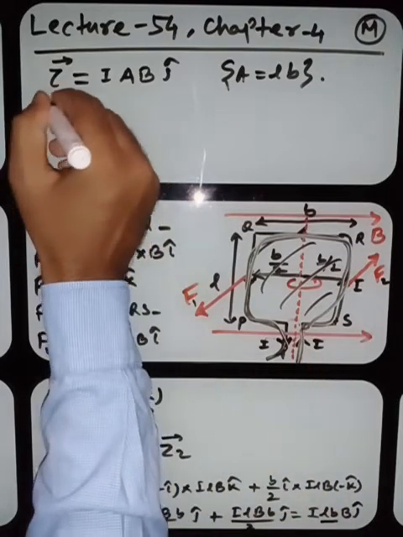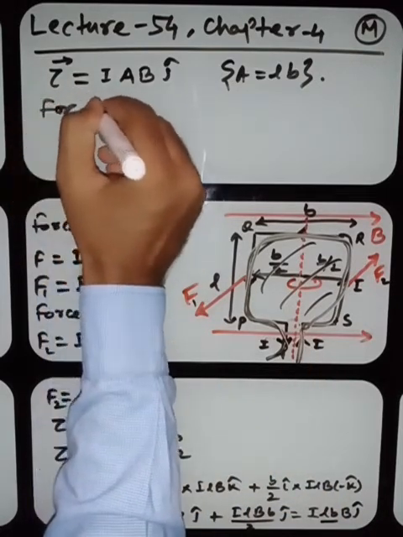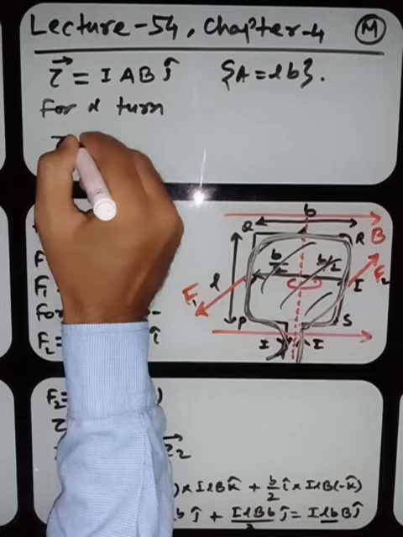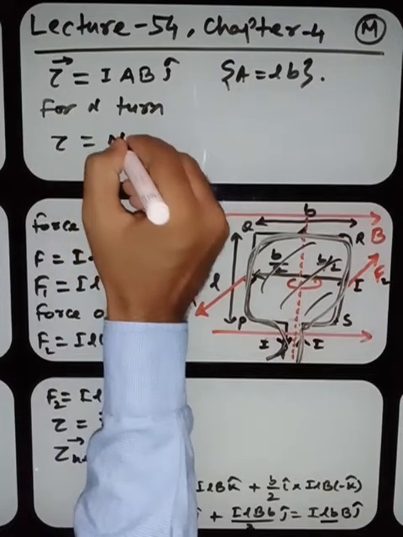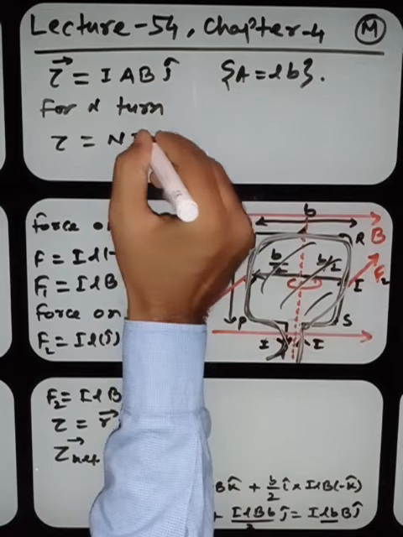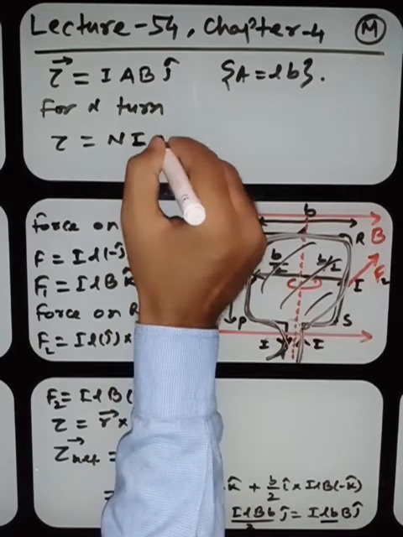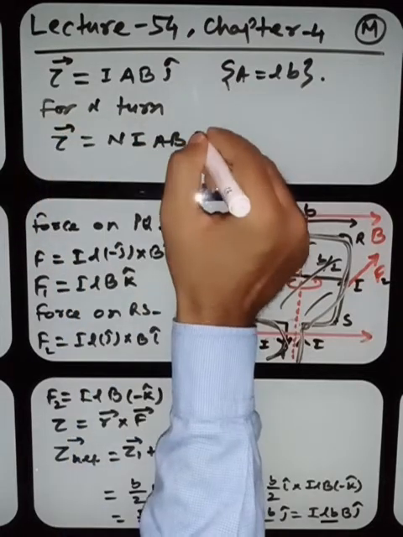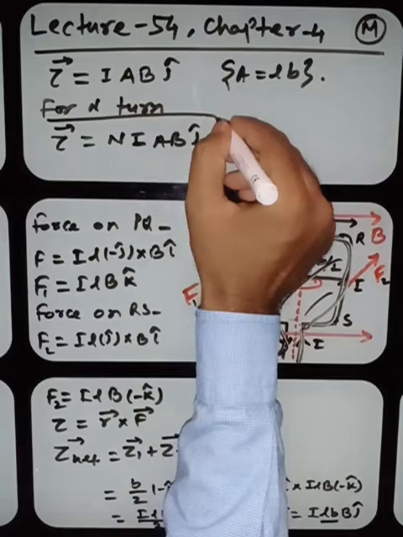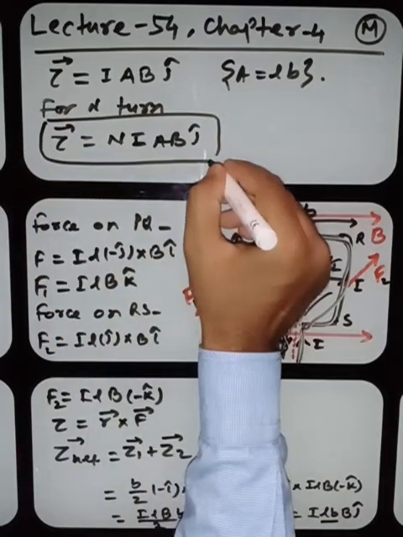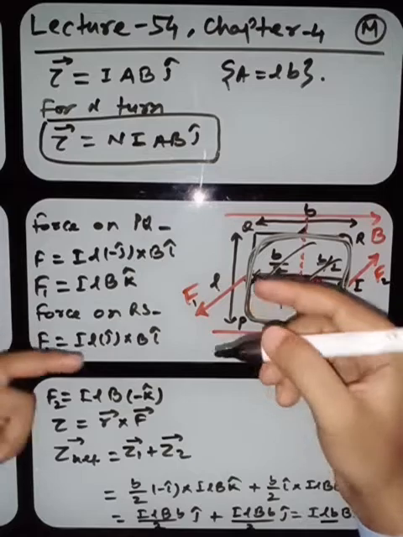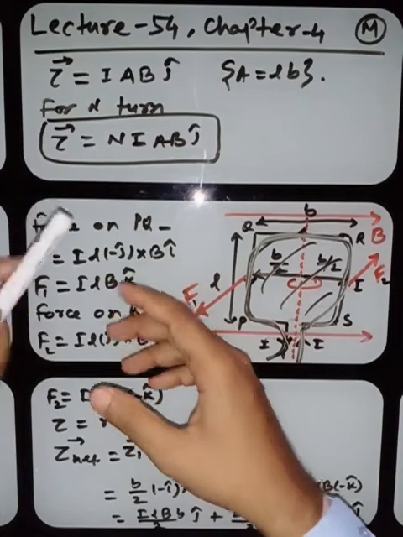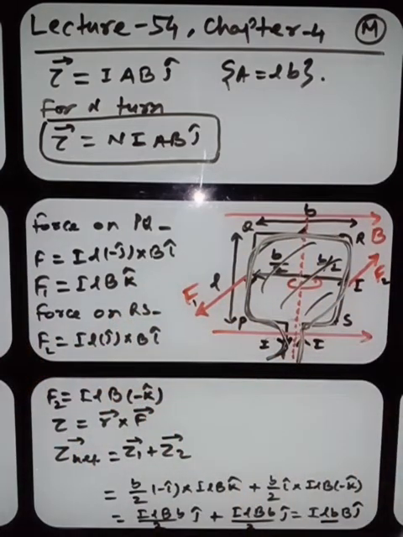For N turns, what will happen? The torque can be written as N times I A B. Okay, and this is very important, my dear students. The same thing we'll use in the galvanometer. Well, we'll start the galvanometer. We'll study this particular thing, which is very important. Okay, now we are going to write this equation in vector form. Look at here.